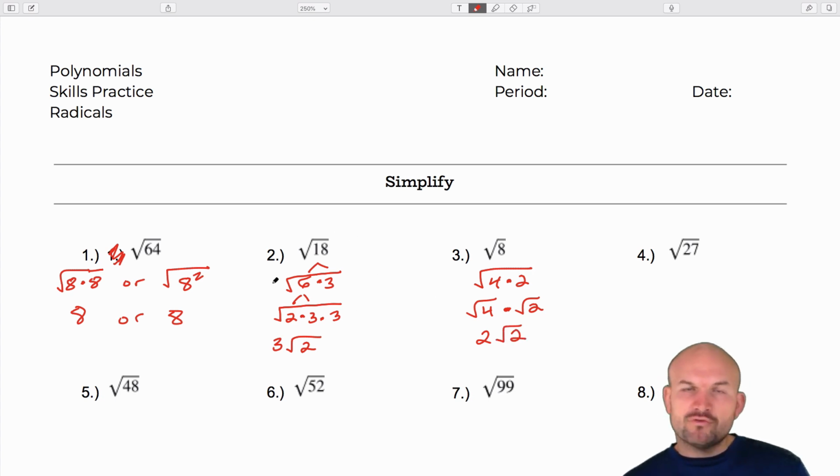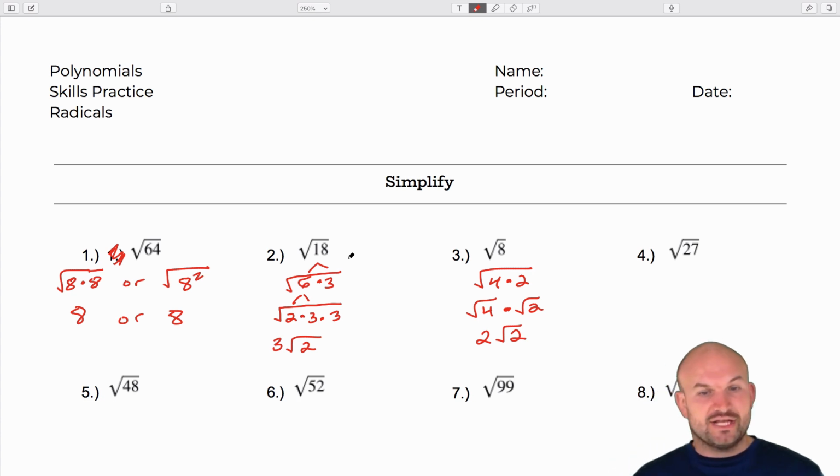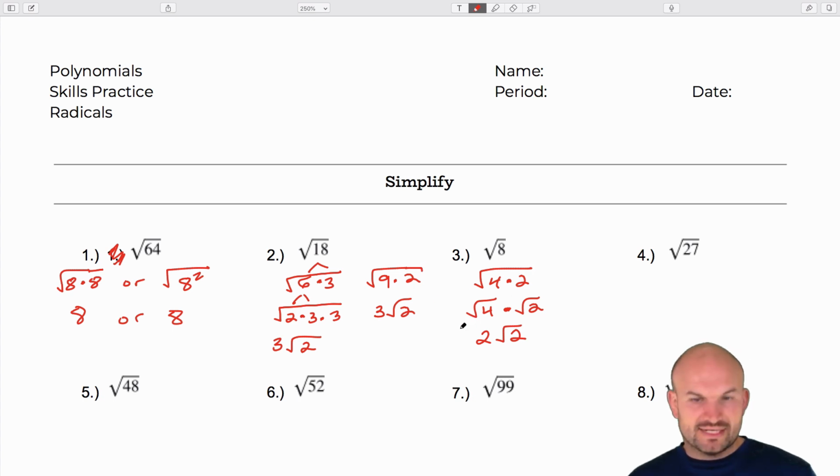And you could have done that over here as well. Instead of doing 6 and 3, which is not a good way to break up that problem, you could have broken this down into 9 times 2, which would have then given you 3 square root of 2. So you can see how it's a little bit quicker working into recognizing that method.